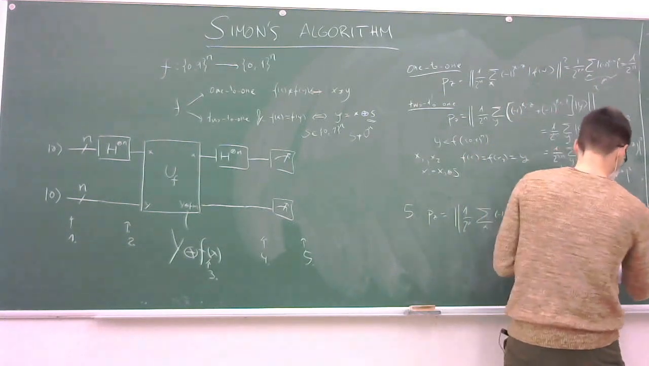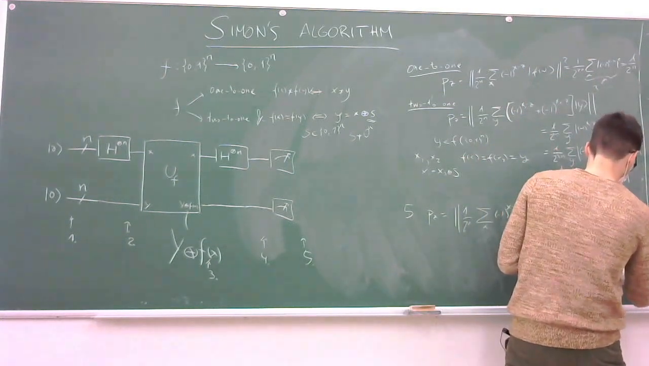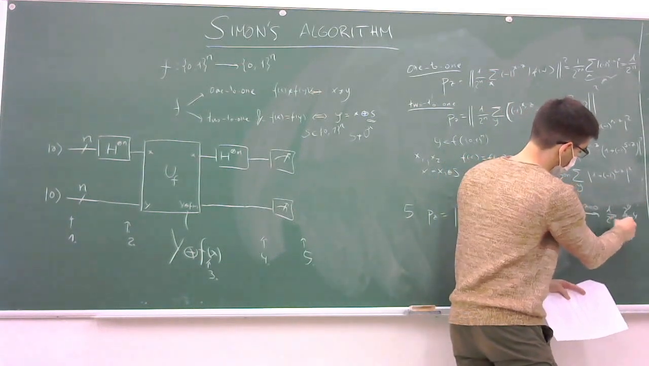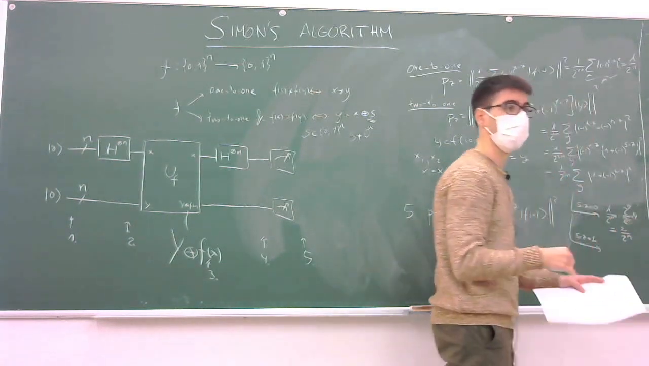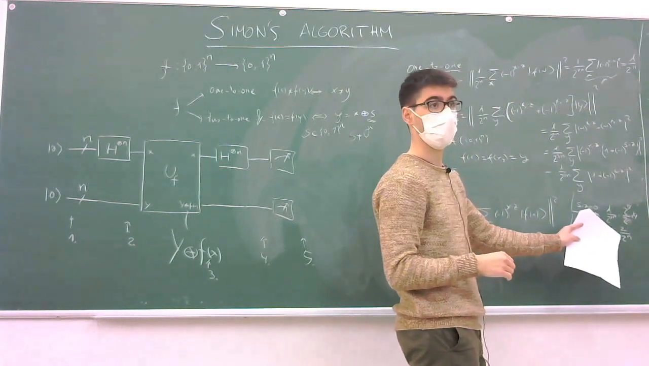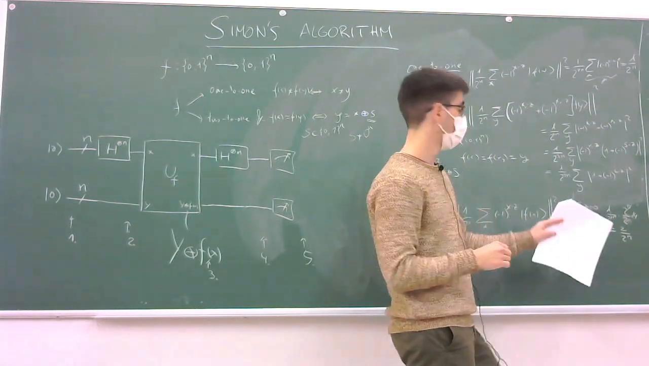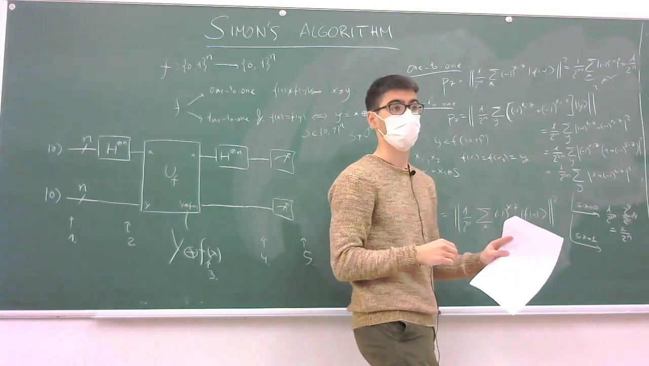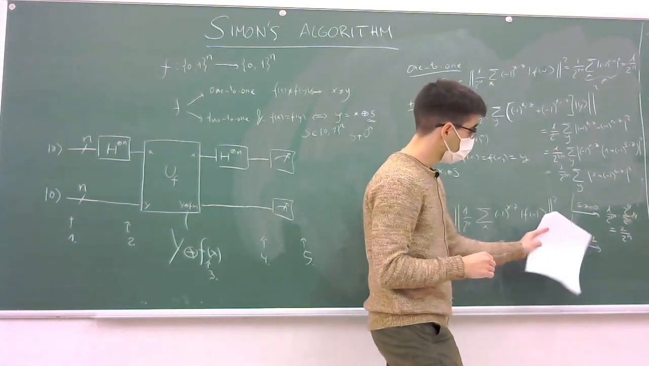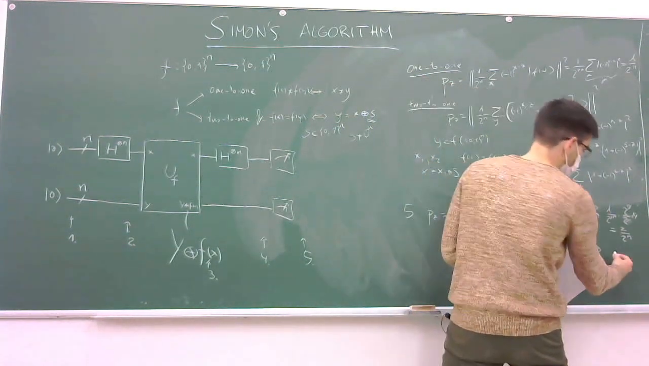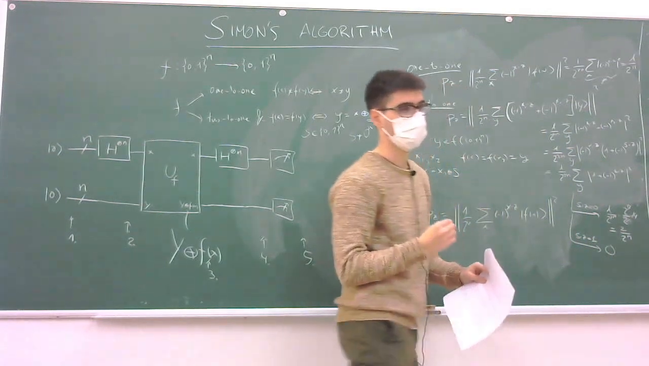This is 2 over 2 to the n. So this one with this one, and one of these ones goes with one of these ones, and you get 2 over 2 to the n, okay, for every z satisfying this relation with s. And if s times z is equal to 1, then the amplitude, the probability to measure that state, is 0.